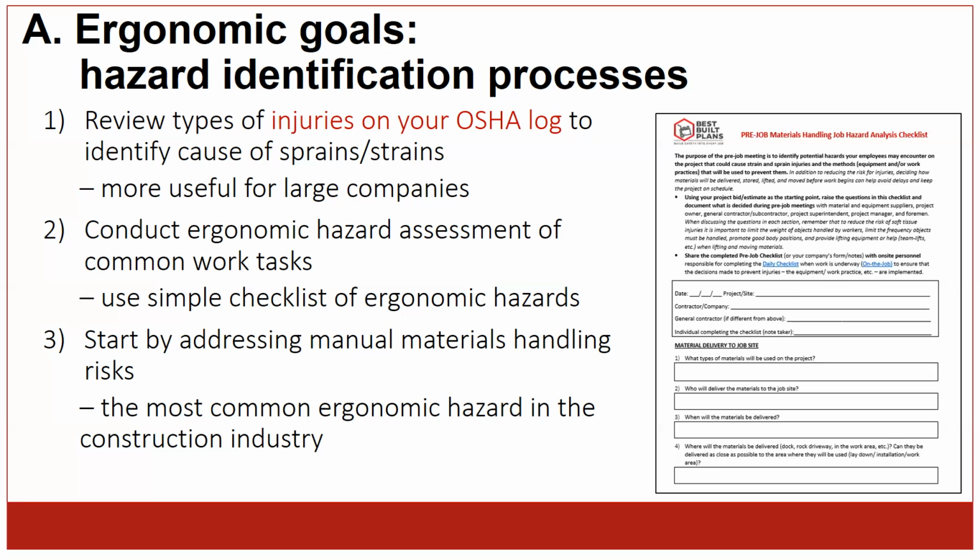Finally, you may want to consider starting by addressing the task of manual materials handling, since this is the most common ergonomic hazard in the construction industry, often associated with 40% of non-fatal injuries. The pre-job checklist shown on this slide is an example of a checklist that can be used to identify manual materials handling ergonomic hazards and solutions. Regardless of the approach, you should reach out to your employees to get their input.